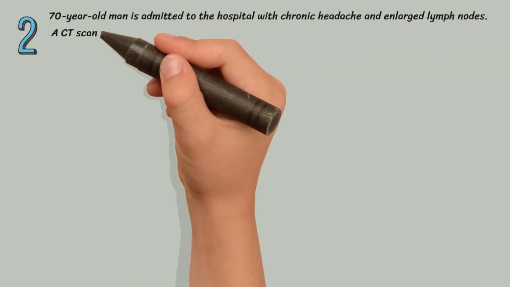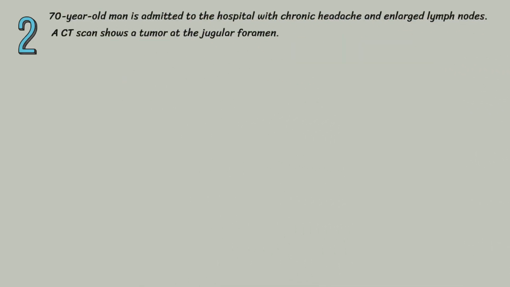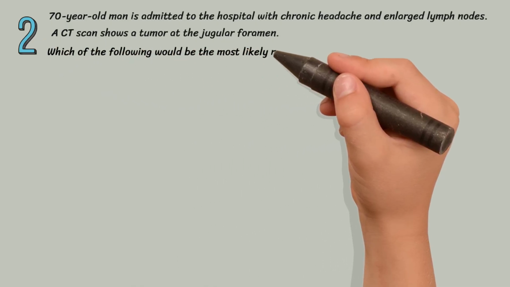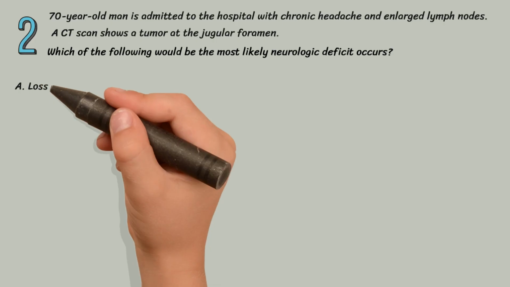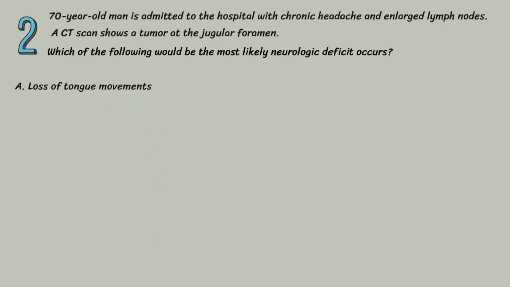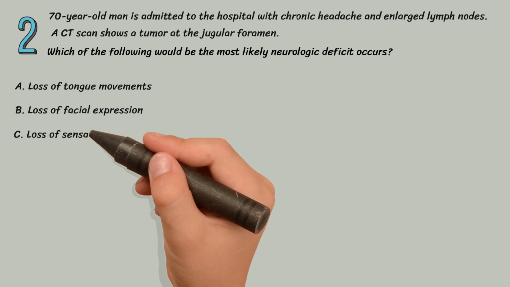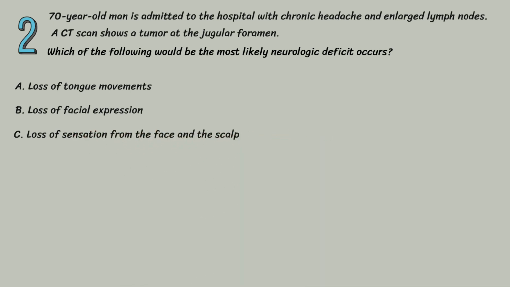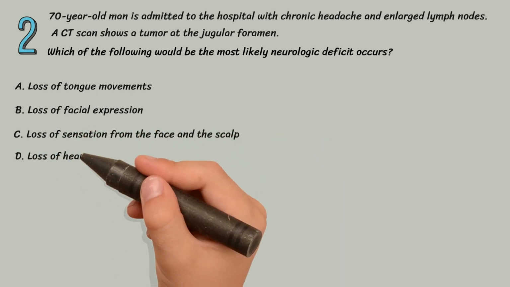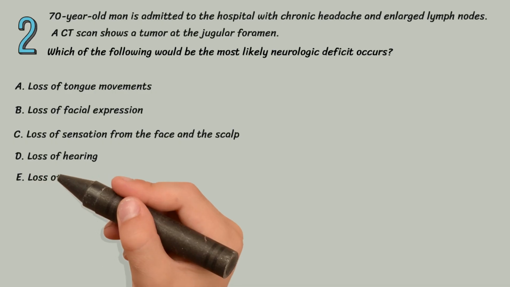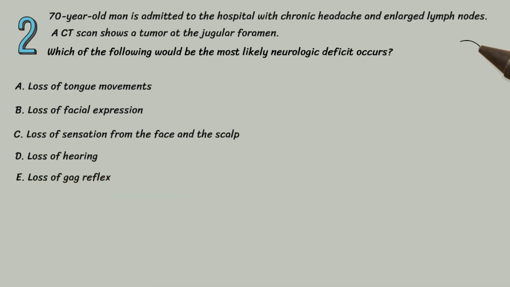Number 2 is an indirect question about a case of a man in the hospital with headache and enlarged lymph node. The CT scan shows a tumor in the jugular foramen. And the question is, what is the neurological deficit? Is it loss of tongue movement? Loss of facial expression muscles? Loss of sensation at the face and the scalp? Loss of hearing? Or loss of gag reflex? Let's have a pause and try to answer this question.